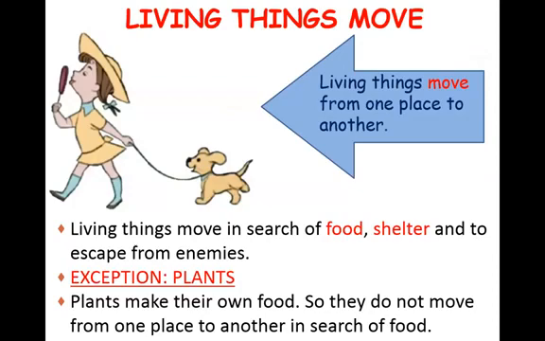Now we'll go into the details of this. Living things move. Living things move from one place to another in search of food and shelter. They also move in order to protect themselves from their enemies. Plants are also living things, but they do not move. They make their own food, so they don't have any need to move from one place to another.